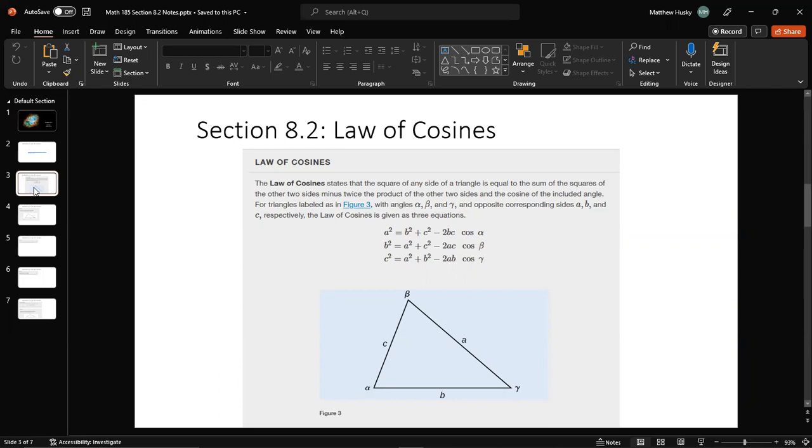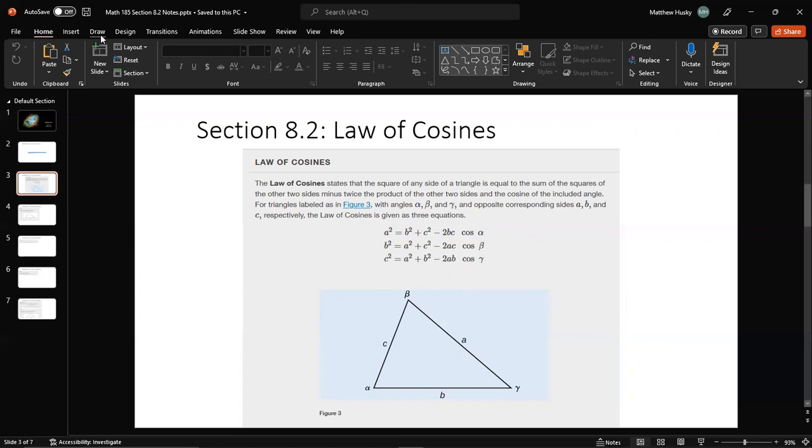But the good news is there's another way that you can approach solving for the different sides of any triangle, not just right triangles anymore. And that is the law of cosines. There are three different versions of it, depending on which combination of things you know and are trying to find.